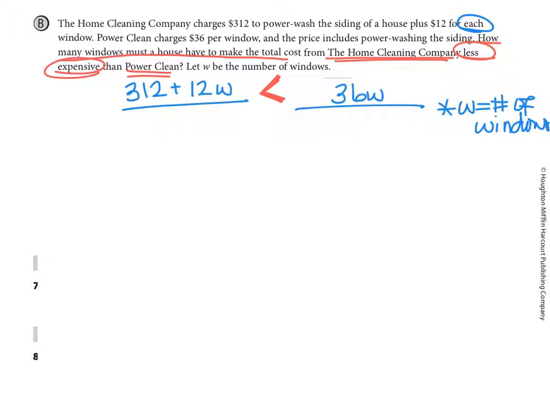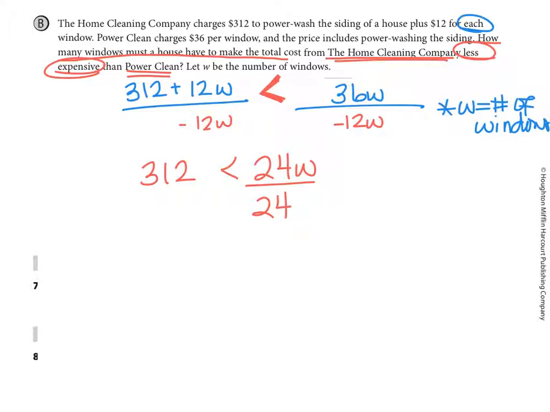All right, so if we work this out, the first thing that I might do is subtract 12W from both sides. I've got to get my variables together. So I've got 312 less than 24W. All right, and I'm going to cheat again. Divide by 24. All right, let me calculate for us. I got 13.